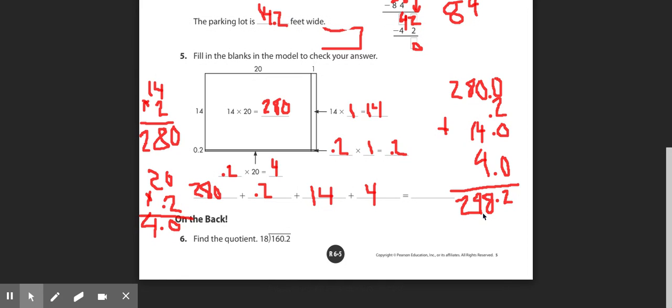Okay, I want you to follow this algorithm and do number 6 on your own. You guys got this. Look back and review if you have any questions.